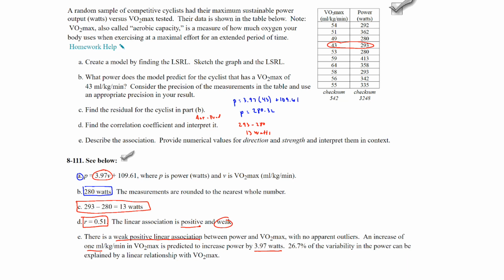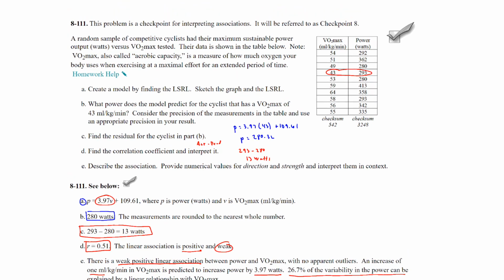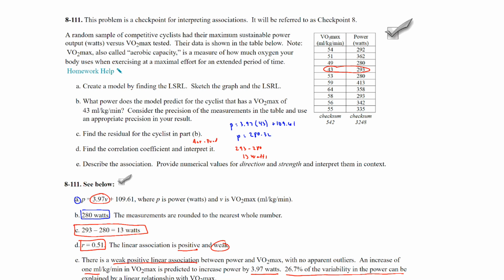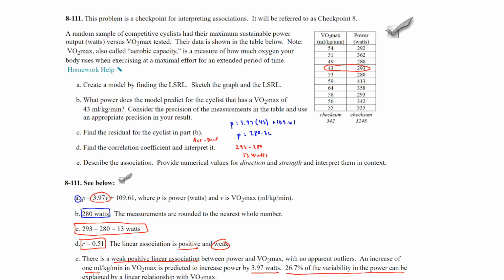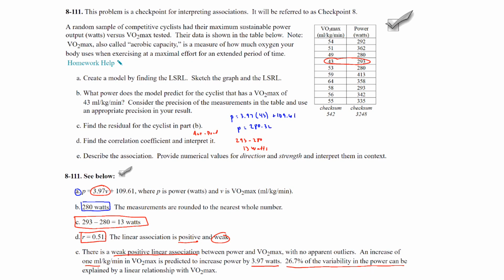And then your R squared is 26.7%. So it talks about 26% of the variability in the power can be explained by a linear association with VO2 max. So that kind of covers all of the stuff dealing with this checkpoint in terms of interpreting associations, looking at the least squares regression model, and interpreting all those things about it.